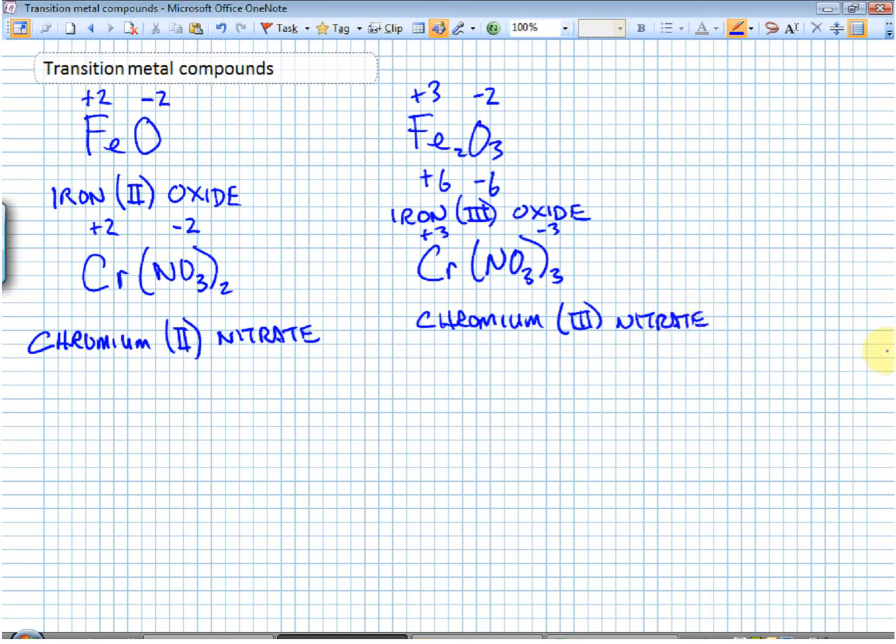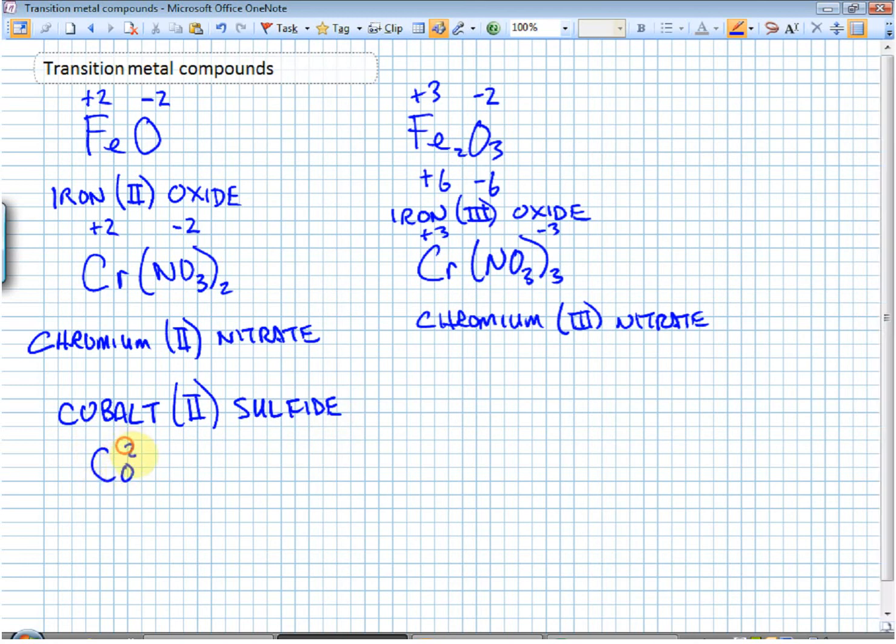Okay, so that's going from the formula to the name. That requires probably the most work. You've got to take a pause and make sure that you are figuring out what the charge on the cation is. Now somebody gives us a name: cobalt(II) sulfide. Okay, cobalt(II) sulfide. Again, what does the Roman numeral 2 tell us? We want to get the formula. The Roman numeral 2 tells us the cobalt has a +2 charge.